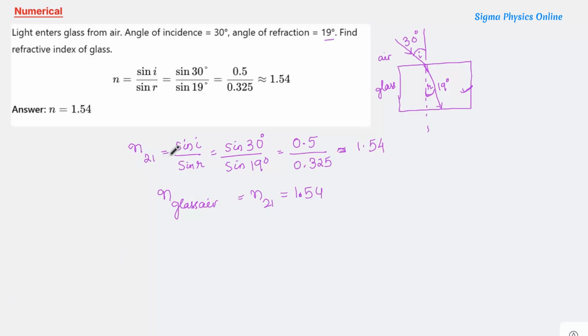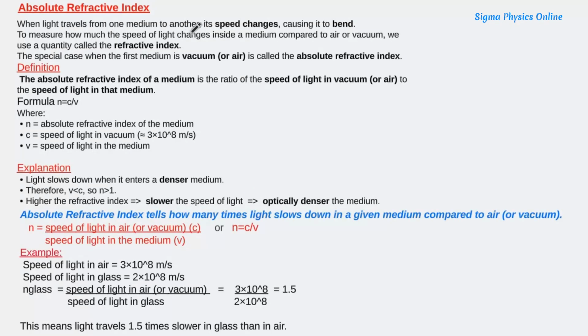Now that we have solved this question, let's understand what absolute refractive index is. So when light travels from one medium to another, its speed changes, causing it to bend. So when light changes medium, its speed changes when it enters a new medium, and that's the reason why light starts to bend in a new medium. So to measure how much the speed of light changes inside a medium compared to air or vacuum, we use a quantity called the refractive index. The special case where the first medium is vacuum or air is called absolute refractive index.